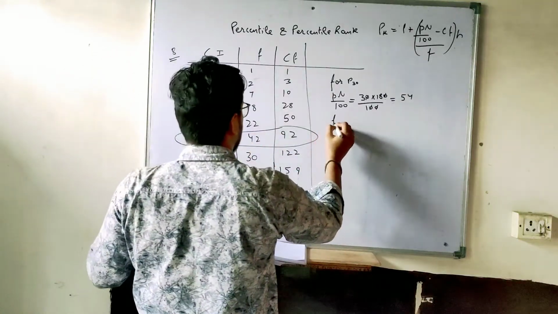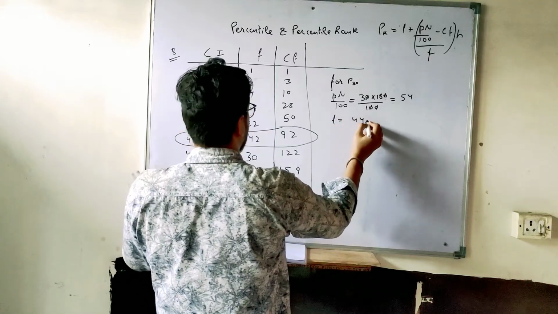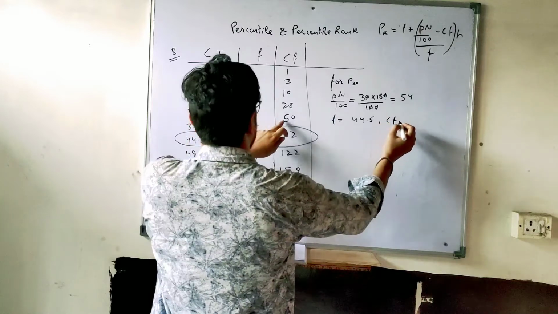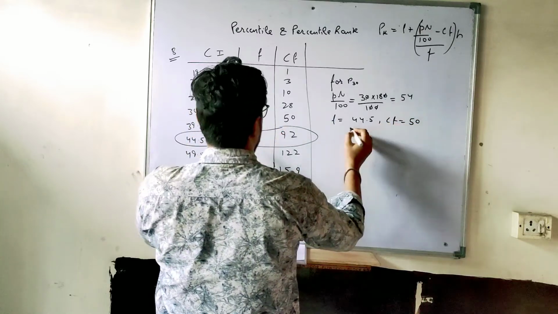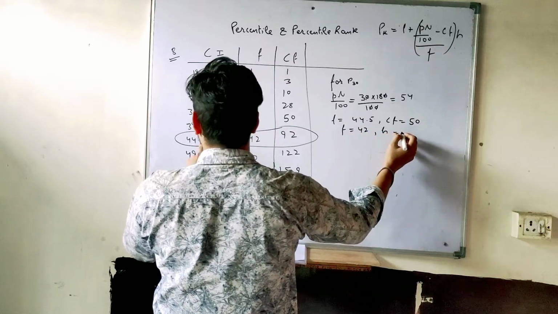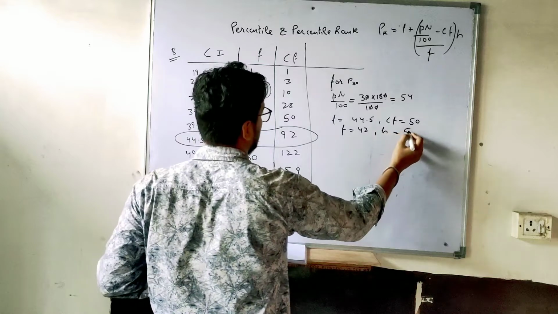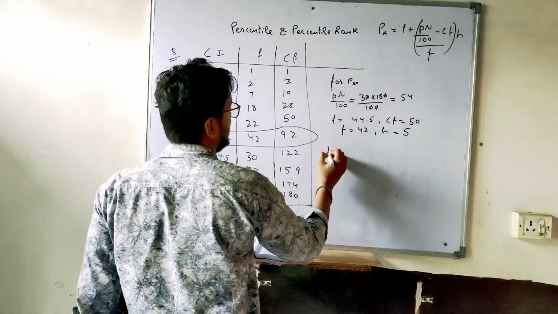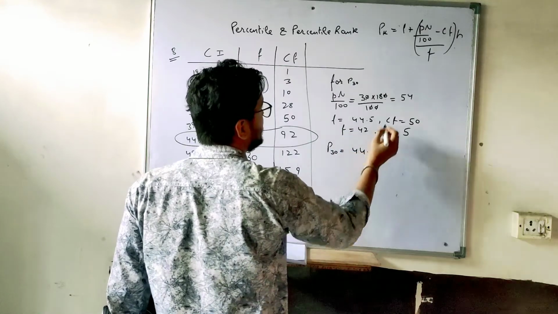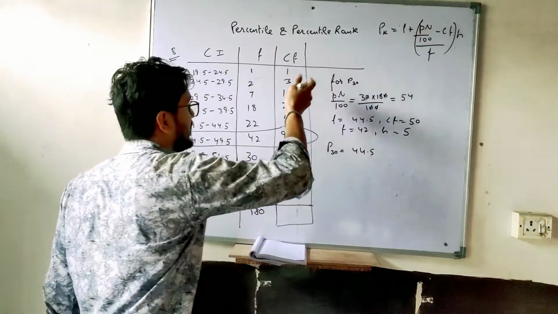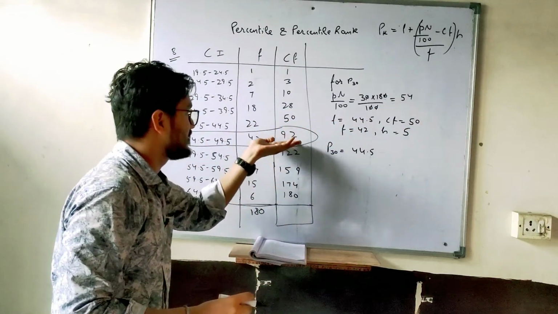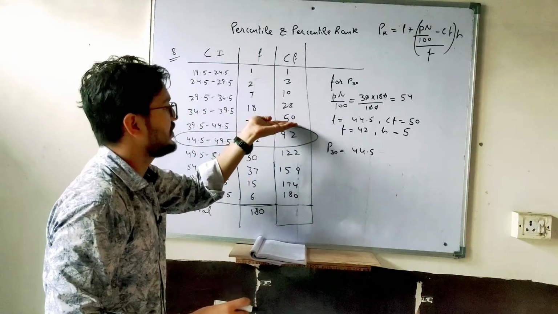So L for it is equal to 44.5, CF, the previous one, is 50, F is equal to 42, and H is 49.5 minus 44.5, which is 5. So put the values into the formula. P30 is equal to L, and L is 44.5. First find this portion: 54 will lie in this class, because till the previous class we have only 50.